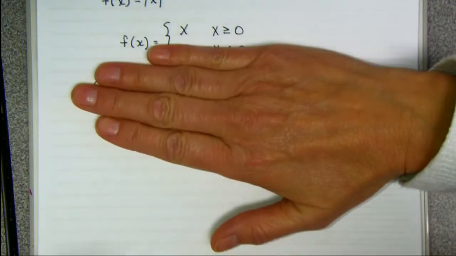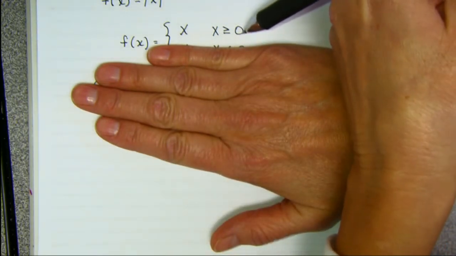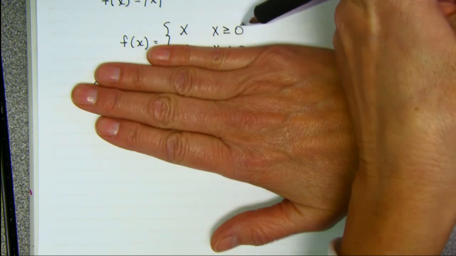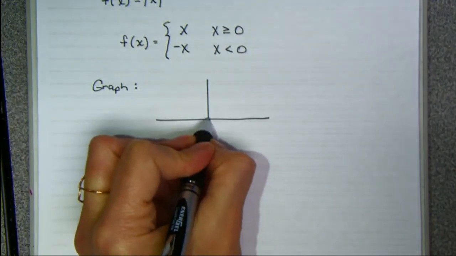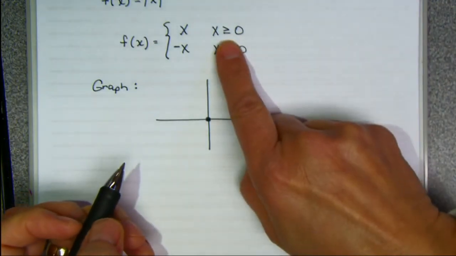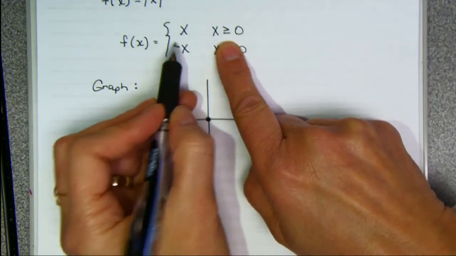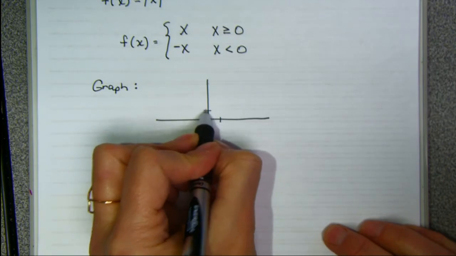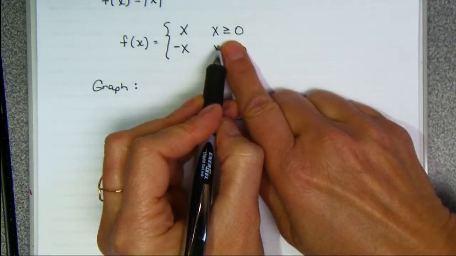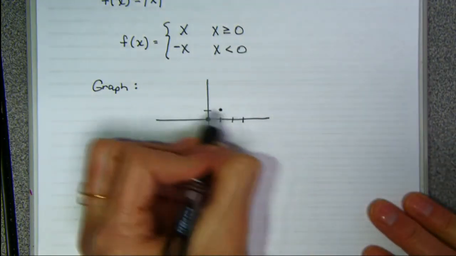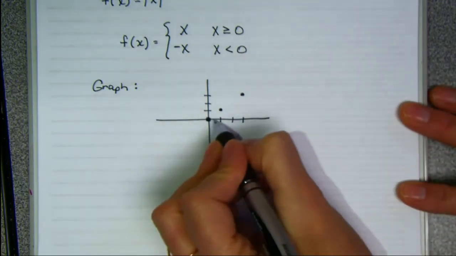Now, let's take this first piece. What happens at 0? If x is equal to 0, your output will be 0. If your input is 1, what is your output? 1. If your input is 3, what is your output? 3. All right, I think we can get an idea of what this looks like.